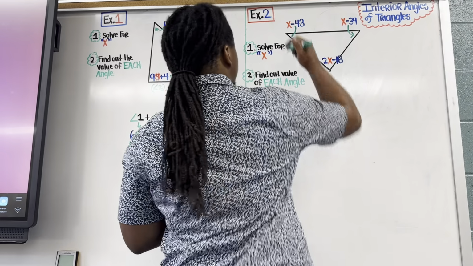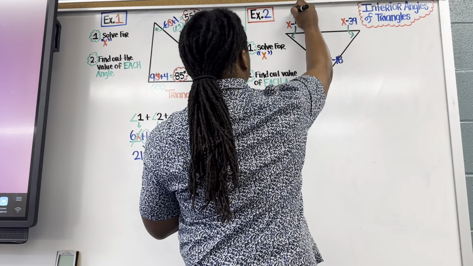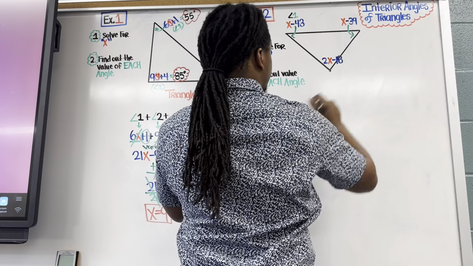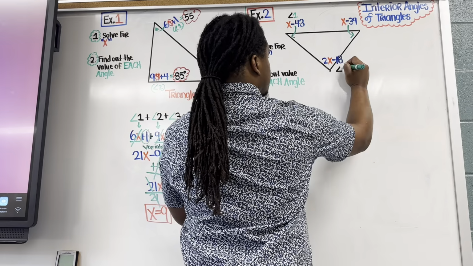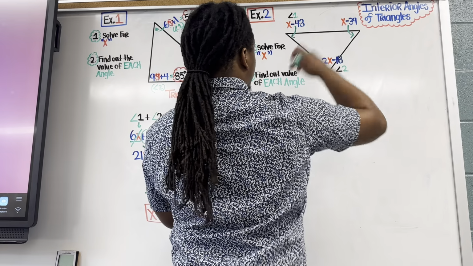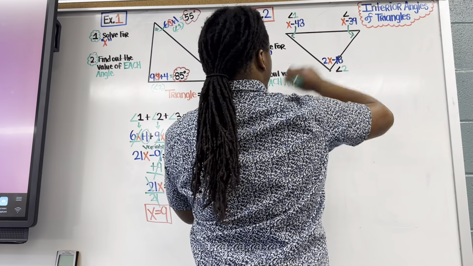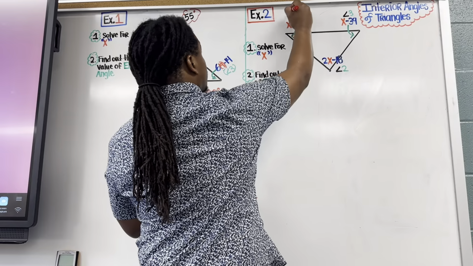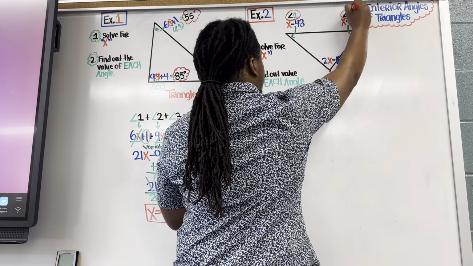Let's start labeling. I'll label this one as angle 1. I'm gonna label this one as angle 2. Once again, it doesn't matter, right? Because this could be angle 1 if you wanted to, right? I just wanted this label so we can know what angle we're talking about. And this one right here is gonna be angle 3, okay? So once again, this is angle 1, this is angle 2, this is angle 3, right?